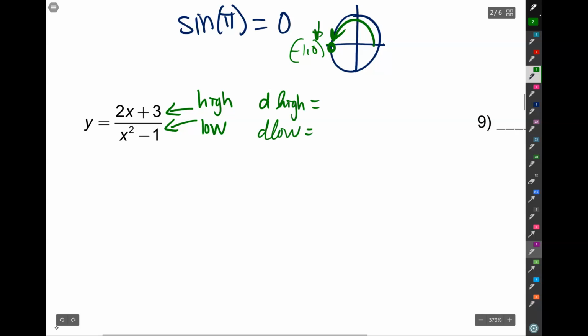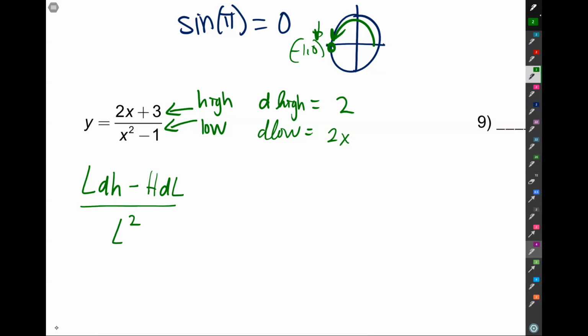All right, what's the derivative of the high? 2. What's the derivative of the low? 2x. So, wait, you get rid of the low d high, take high d low, cross the line, and square the low. Well, the plus 3, derivative of constant 0. So it'd literally be 2 plus 0, 2x minus 0. Low d high, take high d low, cross the line, and square the low. Did I say that? I don't know. No, I probably didn't.